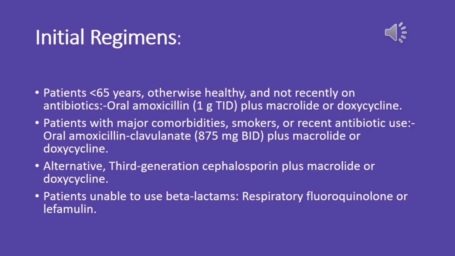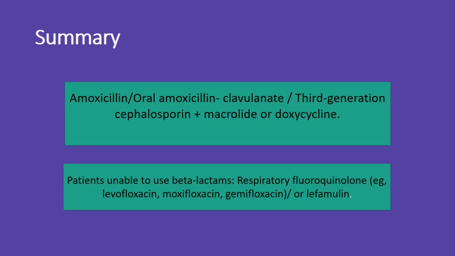If beta-lactams aren't an option, we've got alternatives in our arsenal. Think third-generation cephalosporins paired with a macrolide or doxycycline. And for patients unable to tolerate beta-lactams altogether, respiratory fluoroquinolones or lefamulin step in to save the day. Summary: oral amoxicillin, amoxicillin clavulanate, or third-generation cephalosporin plus macrolide or doxycycline. Patients unable to use beta-lactams: respiratory fluoroquinolone like levofloxacin, moxifloxacin, gemifloxacin, or lefamulin.